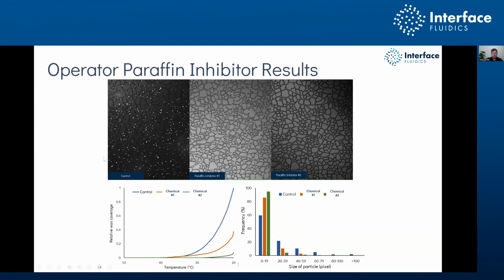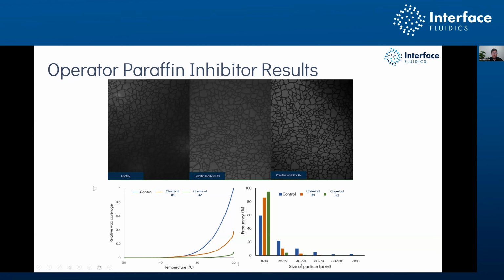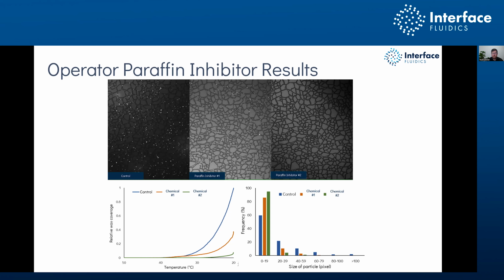So if you watch, you can see that as we lower temperature in this video, wax crystals appear at the same time in video 1 and video 2. But on paraffin inhibitor number 2 on the right there, you can see we've got significant paraffin deposition in the first 2, but very little in the third. So we start seeing changes in what's going on.